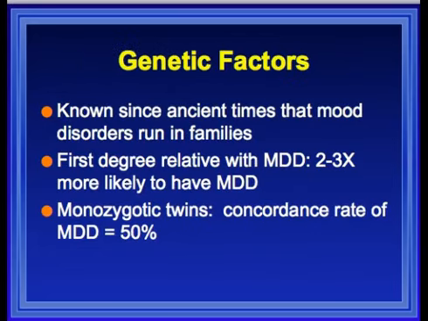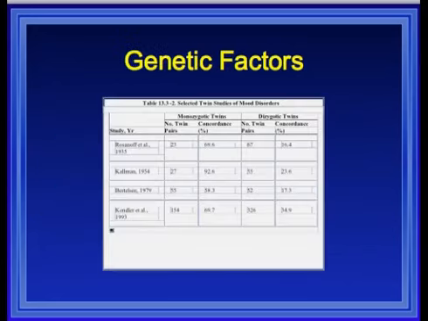There's quite a bit of evidence that genetic factors are operating in mood disorders. It's rare to see a patient with depression that doesn't have a family history with first-degree and second-degree relatives who also suffer from mood disorders. Monozygotic twins have a concordance rate of about 50%, and dizygotic twins less so. And this slide just illustrates what I was talking about just a moment ago about how the concordance rate in monozygotic twins is very high and a little less high in the dizygotic twins.